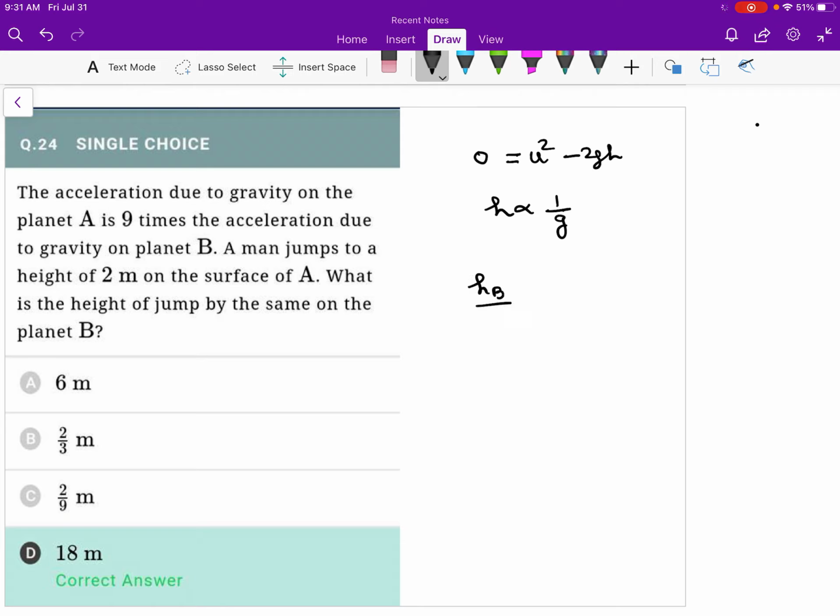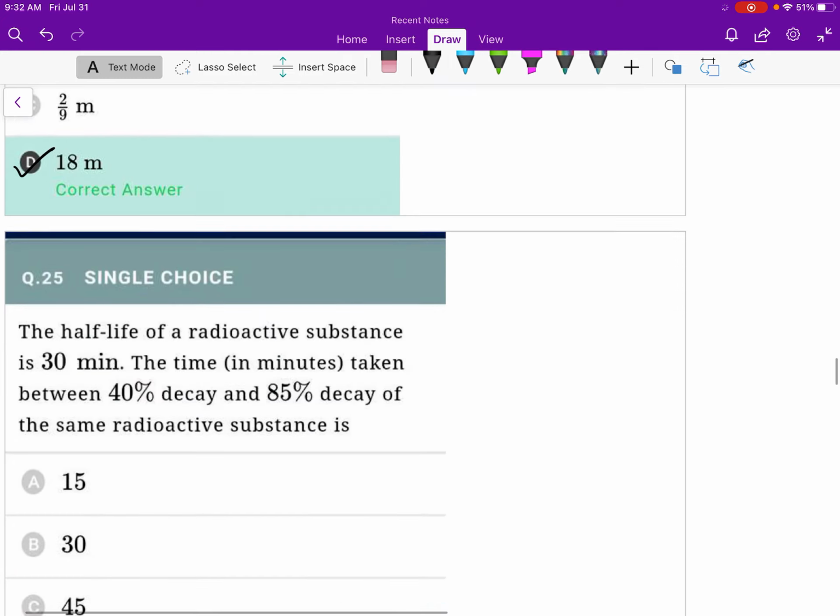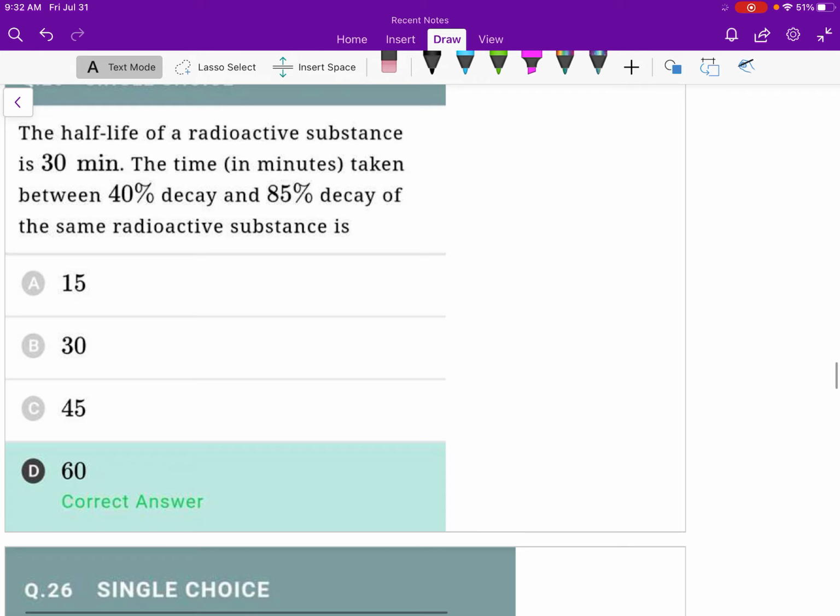So what is the height on the same planet B? So hb upon ha is ga upon gb. Now ga is 9 times, so hb is 9 times ha, which is 18 meters.